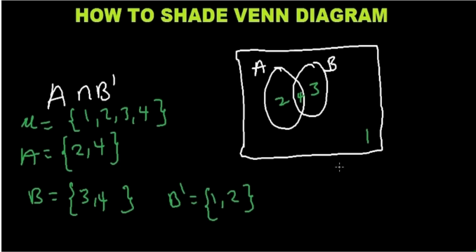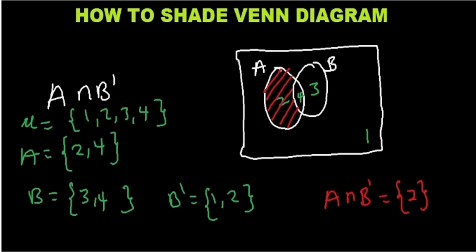So let's bring it together. If I have A intersection B complement, right, that will be 2. Yes, that will be 2. And where do we have 2? Here. So we just shade this side. Very easy, simple to do. That's all. Do that. Let's see more examples.